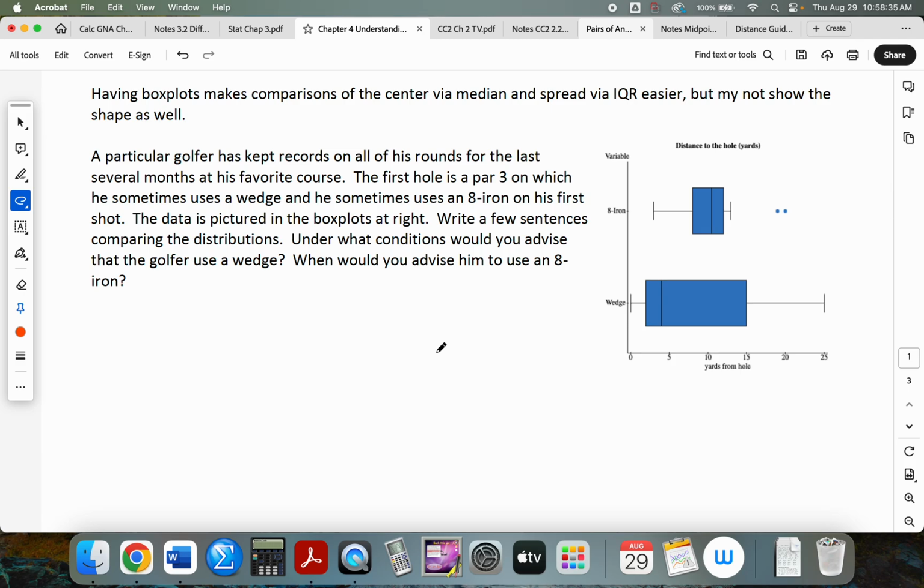So having box plots makes comparison of the center via median and spread via IQR easier, but it may not show the shape quite as well. So here, a particular golfer has kept records of all of his rounds for the last several months at his favorite course. The first hole is a par 3 on which he sometimes uses a wedge and sometimes uses an 8-iron on his first shot. The data is pictured in the box plots at right. Write a few sentences comparing the distributions.